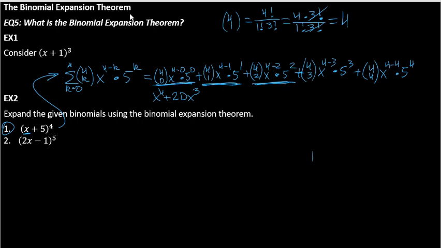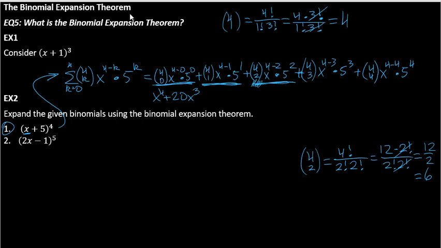4 choose 2. 4 choose 2 is going to look like this. So 4 factorial, 2 factorial, and 2 factorial again. So that's going to be 4 times 3, which is 12, times 2 factorial. Cancel 1 top and bottom. That's going to be 12 over 2 factorial, which is 12 over 2, which is 6. So that's going to be 6 for 4 choose 2 times 25. And 6 times 25 is going to give me 150 times x squared, so plus 150x squared.